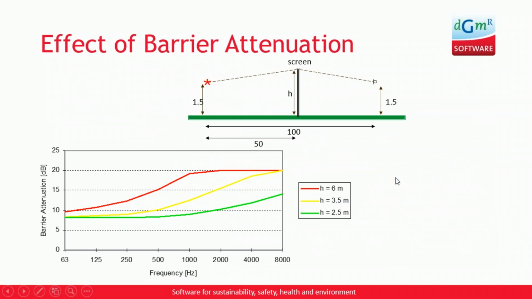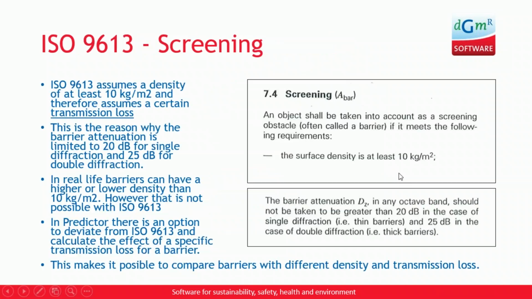Then barrier attenuation. The ISO says for a single barrier there is a maximum screening of 20 dB, and for a double diffraction it's up to 25 dB. Why is it a maximum of 20 dB? Because even when you have barriers that are infinitely long and infinitely high, you still have 20 dB as a maximum barrier attenuation. And that's because the ISO assumes a surface density of 10 kilogram per square meter.